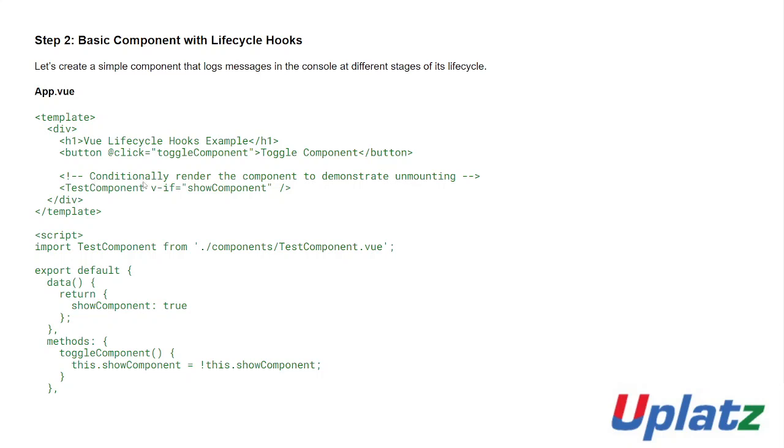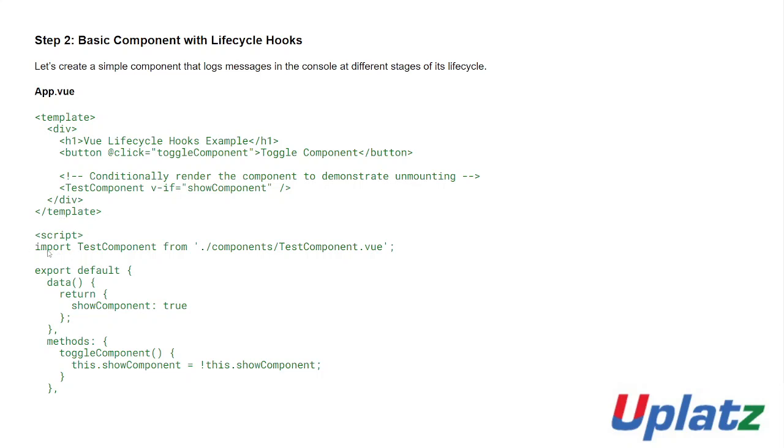Comment: conditionally render the component to demonstrate unmounting. TestComponent with v-if showComponent. So the test component is rendered when the showComponent value is true. When it is false, it will demonstrate unmounting, so it will be destroyed. Now the div is closed, and the template tag is closed.